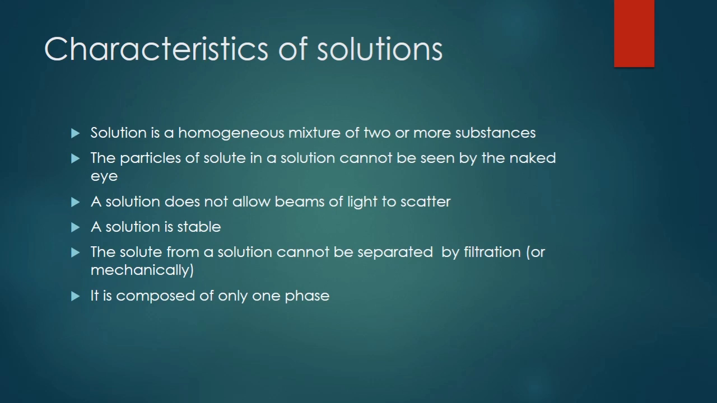Now, a solution does not allow beams of light to scatter because the components are uniformly distributed. Then a solution is stable, that means we can't separate it, it is stable only. Then a solute from a solution cannot be separated by filtration. We can't separate that one by filtration because it is not visible there. The size of the particles or components is very small, so we can't separate them through filter paper or mechanically even. It is composed of only one phase, right? Because it's a homogeneous mixture. The components are uniformly distributed there, so we can consider that as one phase. We can't separate it by any method.